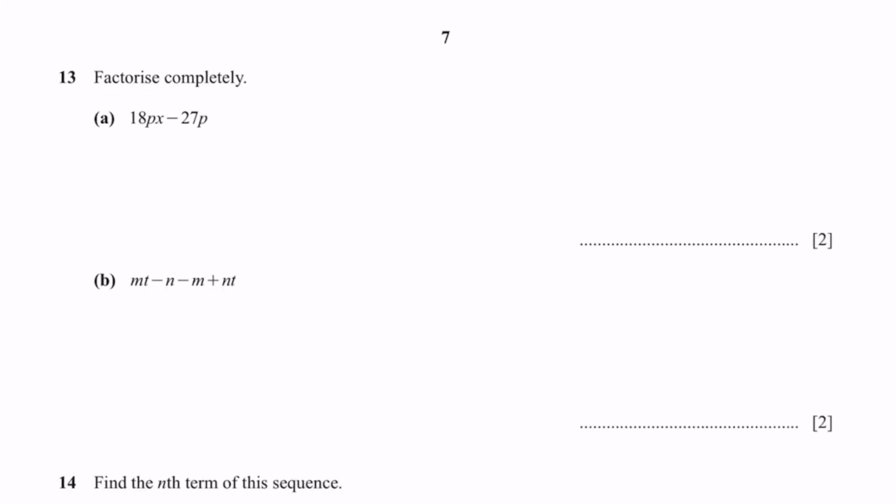Question 13. Factorize completely 18px minus 27p. Now we can see that there's a common factor p, and the common factor of 18 and 27 is 9. So we can remove 9 and p from the whole thing. That'll make 9p into 2x minus 3. That's the answer.